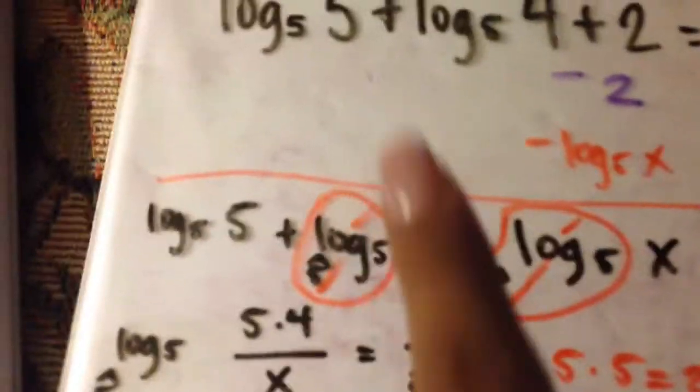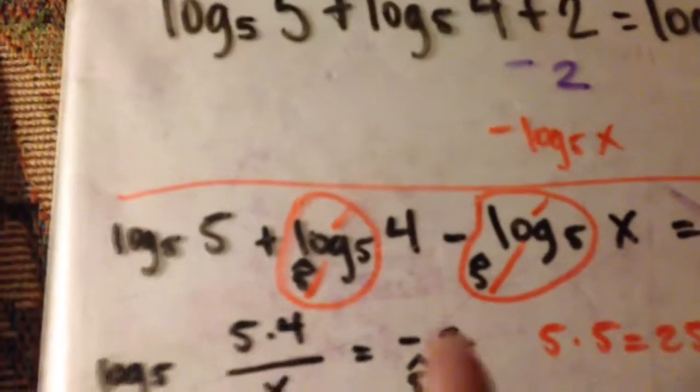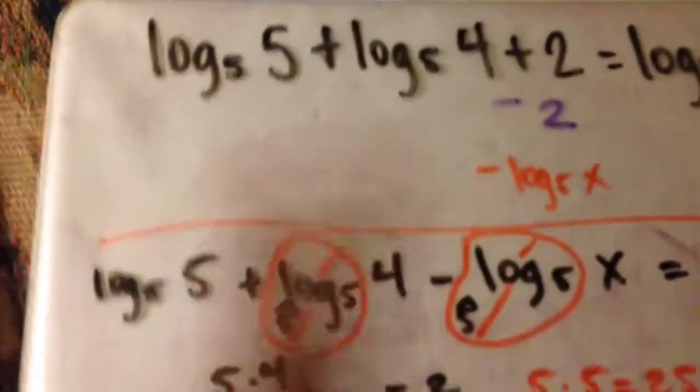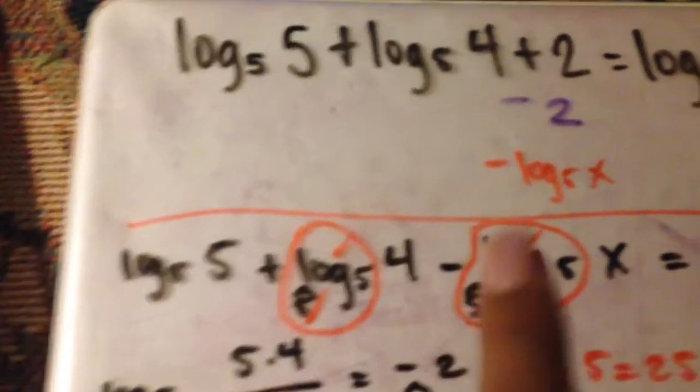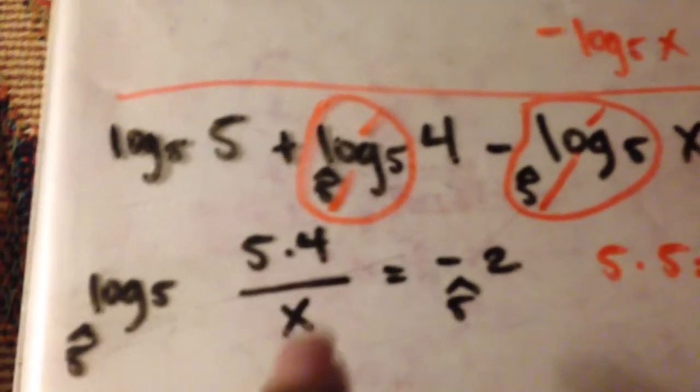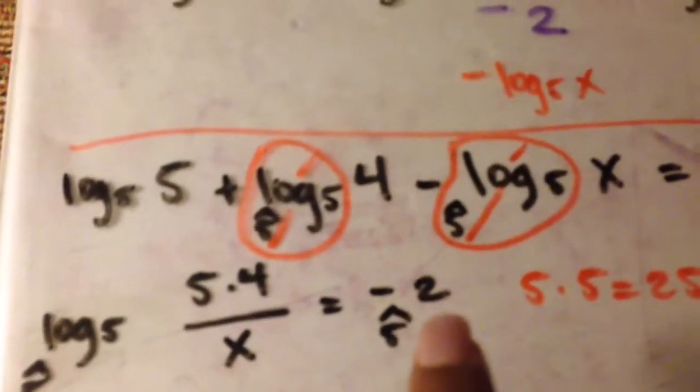Now, why are these circles here? Because we want to get rid of the logs. So we're going to do the base of 5 down here, and get rid of those logs. Because we want 5, 4, x, and 2. So 5 times 4 over x equals negative 2.